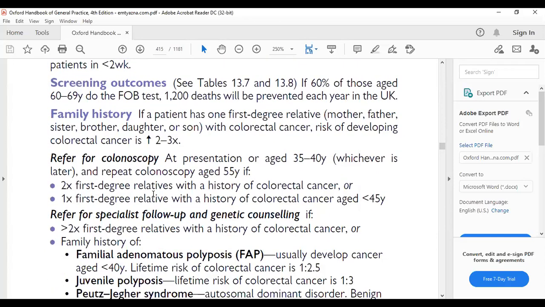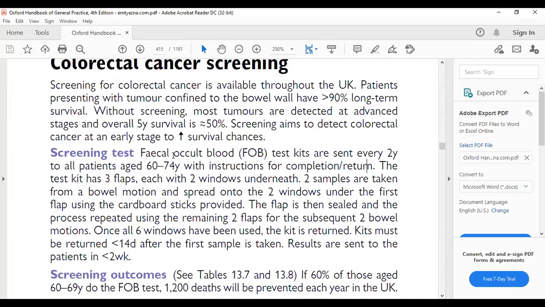If the patient has a risk factor, that means a family history, you need to refer the patient early, at the age of 35 or 40. If the patient has colorectal carcinoma in a first degree relative, or one first degree relative with a history of colorectal carcinoma, if the family history is positive, you need to refer the patient for colonoscopy earlier. If not, then you do the FOB. If the FOB is okay, you can do this FOB every 2 years.